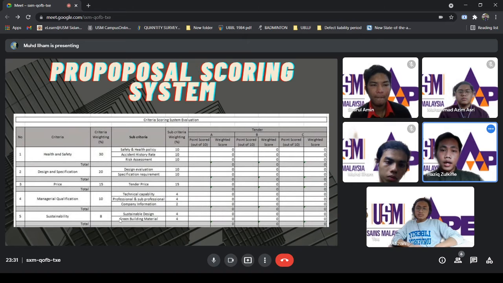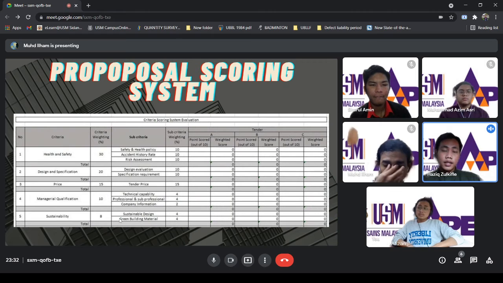Based on the current situation, which is COVID-19, construction sites have contributed numbers of positive COVID-19 cases. In this criterion, a few sub-criteria become a main concern, which are safe and health policy, accident history rate and risk assessment. The allocation of 30% weightage to this criterion reflects its importance to a construction project, especially in the current situation. Under this criterion, each sub-criterion is given the same weightage, where each of them holds equal importance.